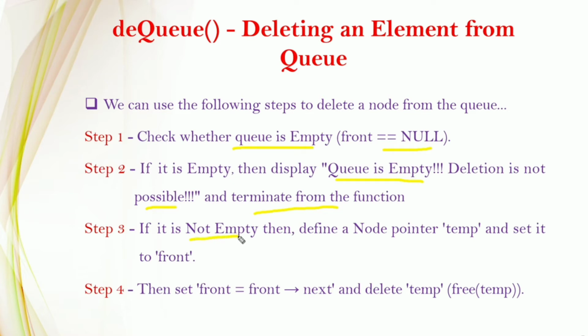If it is not empty, if there are elements in the queue, then define the node pointer temp and set it to the front. And next set the front to front's next. Front is pointed to front's next, meaning moved forward, and delete the temp node and free it. Like that we can delete the elements from the queue.